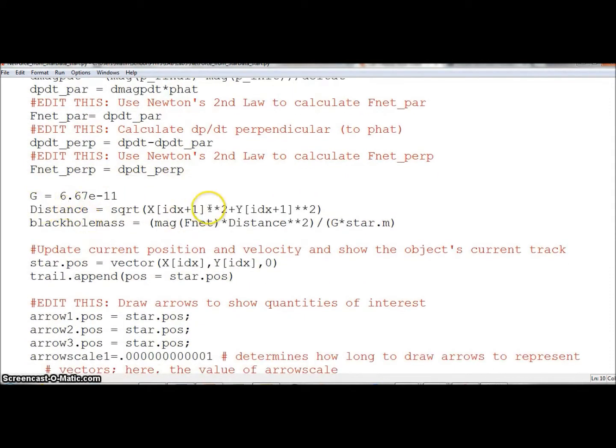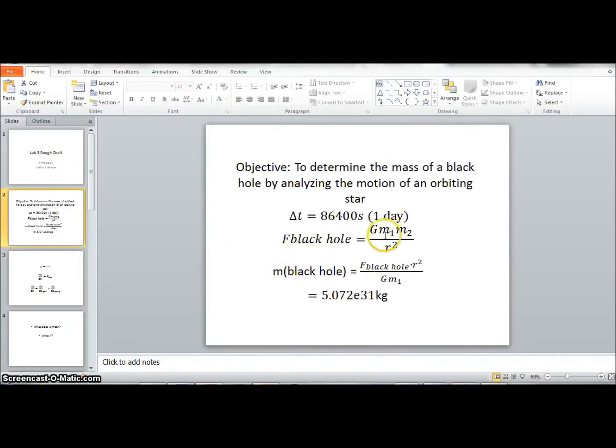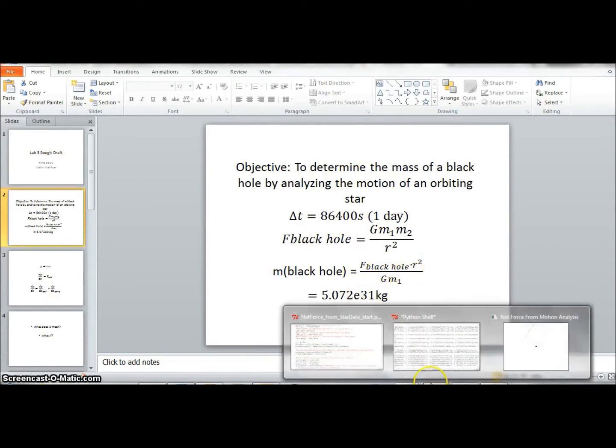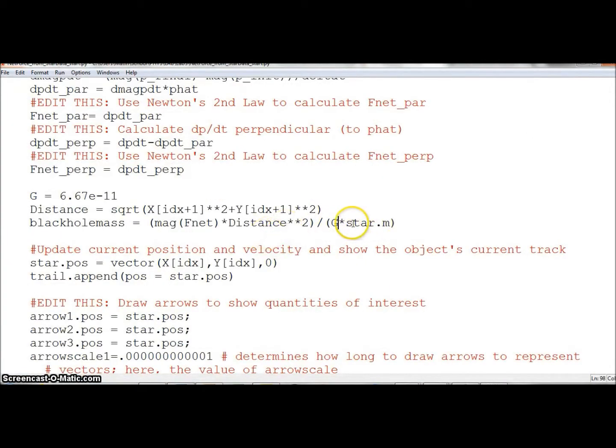And now here's where I calculated the black hole mass. I've got the distance calculated using the Pythagorean theorem to just do the square root of a squared plus b squared to get the hypotenuse, which would be the radius. And I've got the black hole mass, which is just that magnitude of the F net times the distance squared, because we know, as in the formula I showed you earlier, that it's the net force times the radius squared over big G, the gravitational constant, times m1. So I've got that here times the m1 mass, and that's how I calculate the black hole mass.